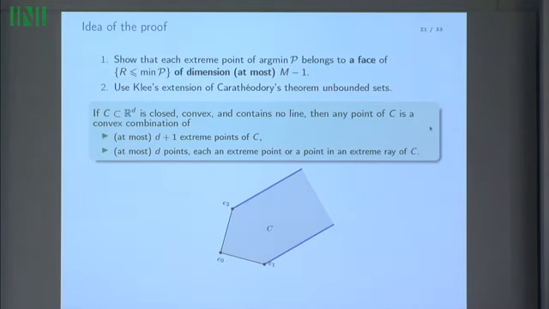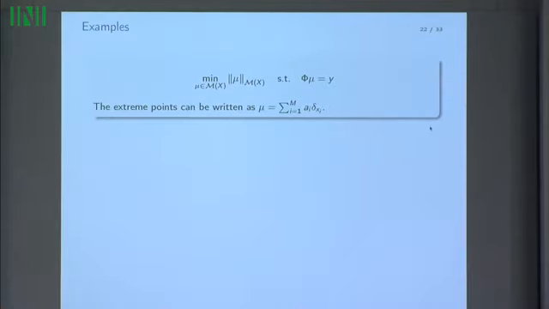So, just the idea of the proof, which is really basic. Once you have Dubins and Klee in your pocket, you just show that each extreme point of the solution set belongs to a face of the sublevel set of dimension at most m-1, and then you invoke Klee's extension of the Carathéodory theorem for unbounded sets. We just recall here the Klee theorem.